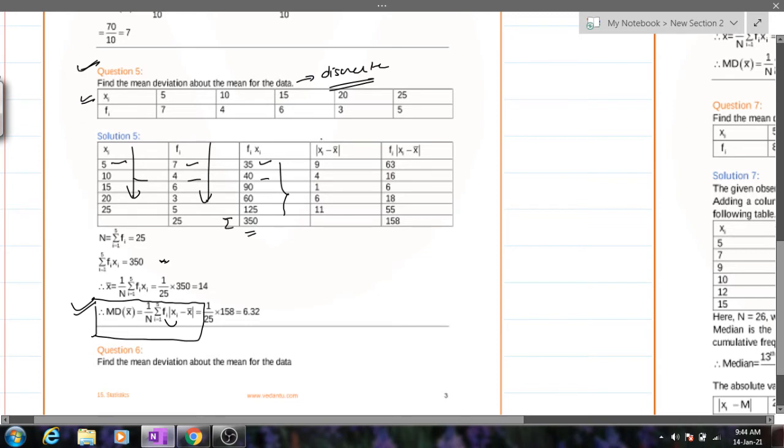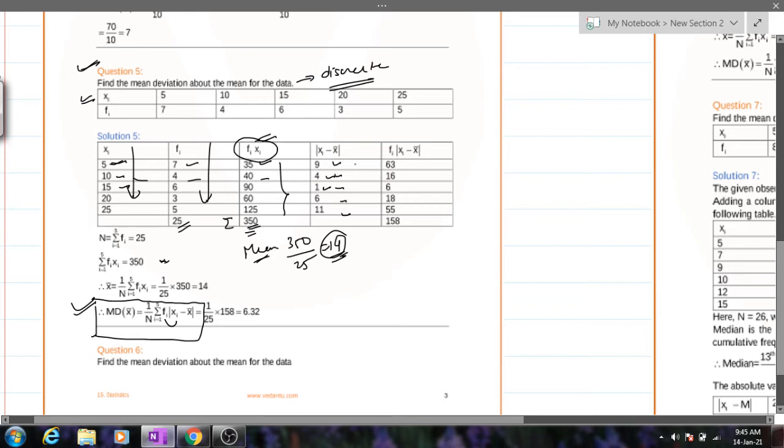Then you go on to calculate, now why is this calculated? This is just calculated to calculate the mean. Once you divide 350 by the total number of frequency, which comes out to be 25, you will get the answer of 14. Once you have the answer of 14, that is your x bar. Now you can calculate the deviations for all of these: |5 minus 14|, |5 minus 10|, |14 minus 10|, |15 minus 14|.